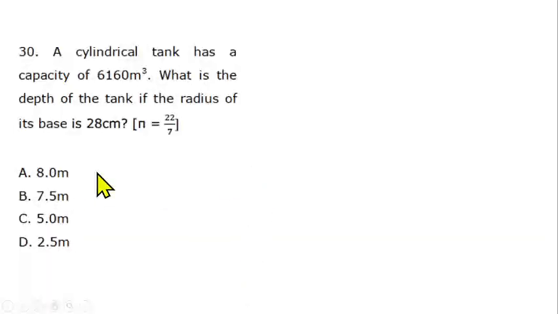Question number 30 is from the mensuration of solid shapes. A cylindrical tank has a capacity of 6,160 meters cube. What is the depth of the tank if the radius of its base is 28 meters, not centimeter? Please, there's an error here also. This is 28 meters. So the volume of the cylindrical tank is 6,160 meters cube. So the radius is 28 meters.